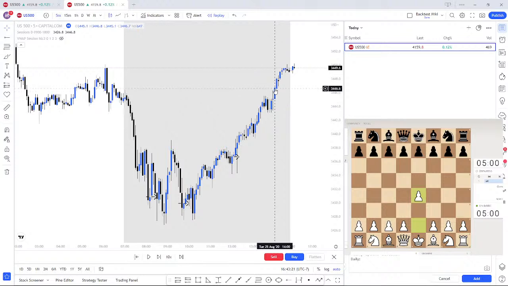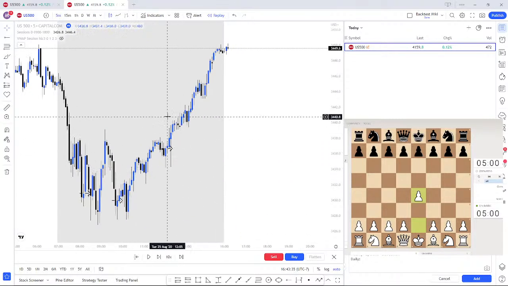2 p.m. I guess we close everything at 2 p.m. because that's when volume dies off. But it's just safer. Over time, it's safer to just do that. So yeah, that's that day's trade.